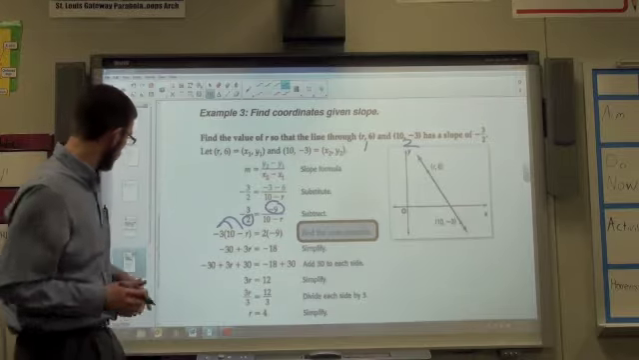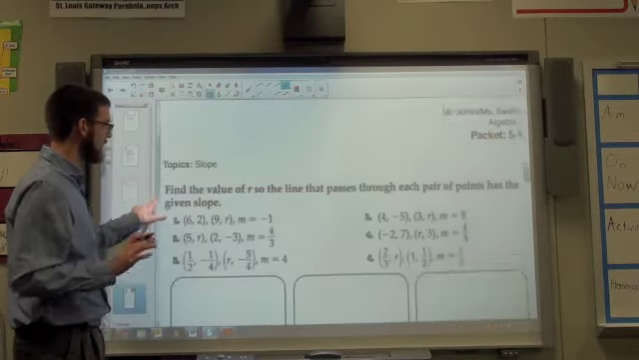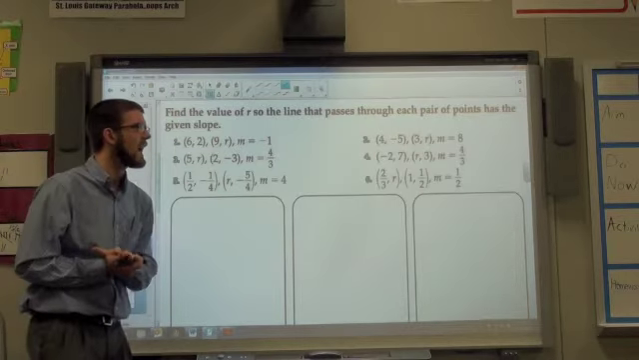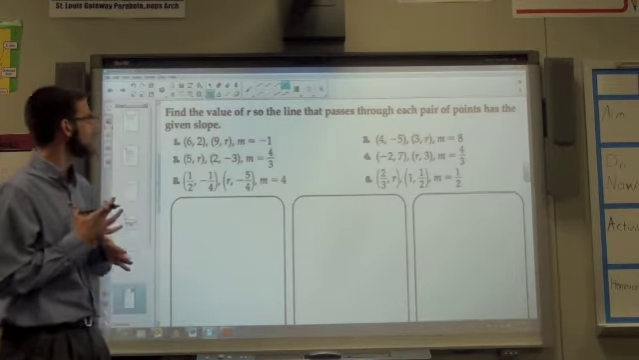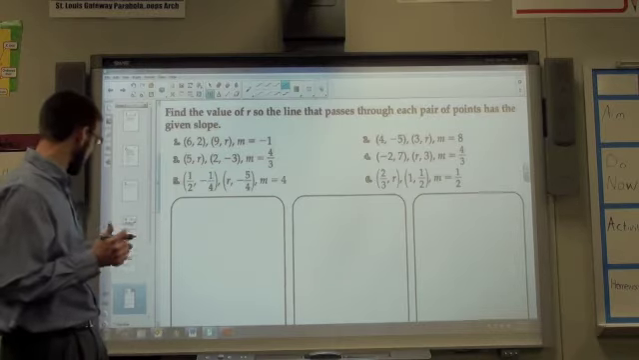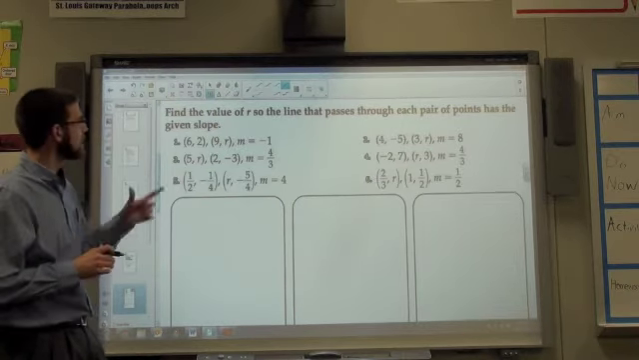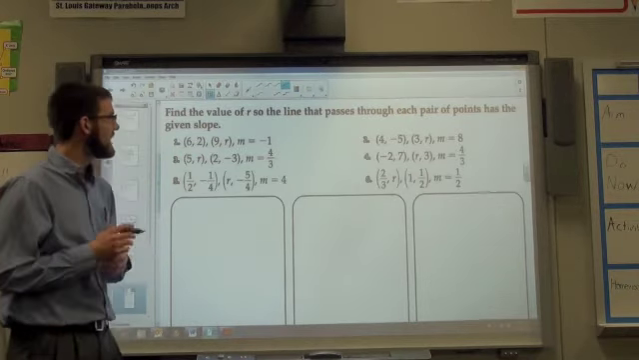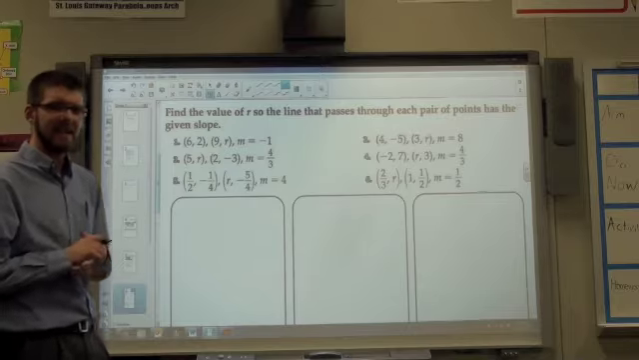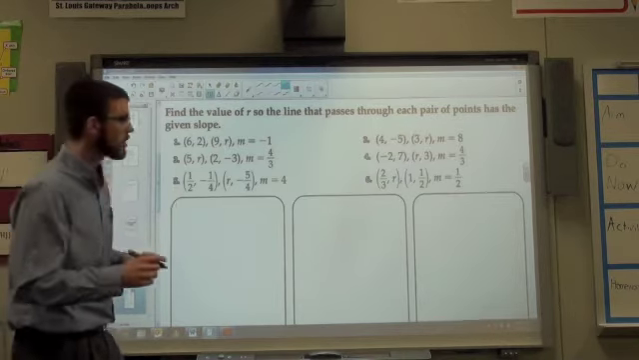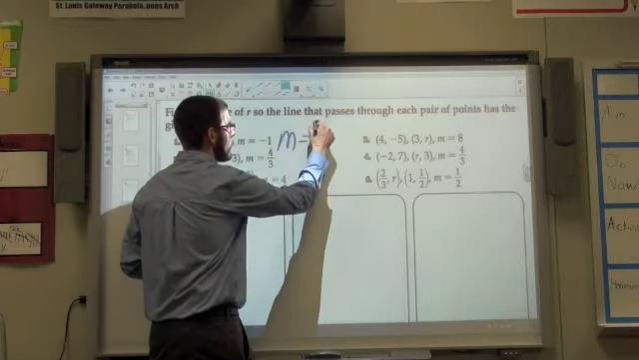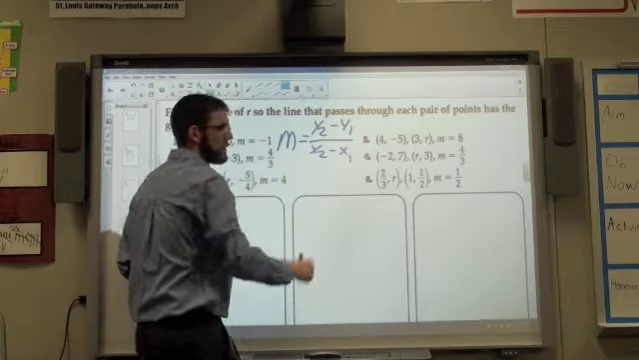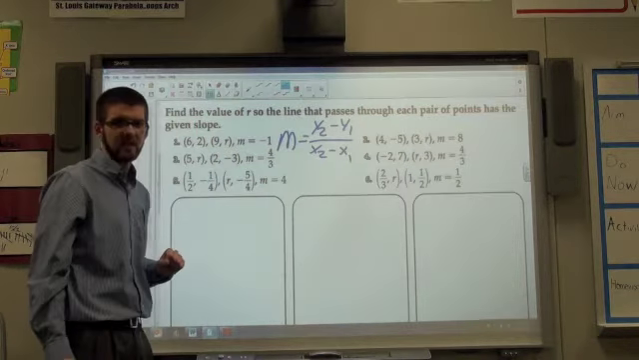And now let's look at one more together here, because this can be a little bit of a tricky topic. So find the value of r so that the line that passes through each pair of points has the given slope. This is the top of page 6. So we're going to look at this first example that we're given here. Our points are (6, 2) and (9, r), and our slope is -1. Step 1, start with your equation for slope. M equals y2 minus y1 over x2 minus x1. And we're going to plug in the information that was given to us here.